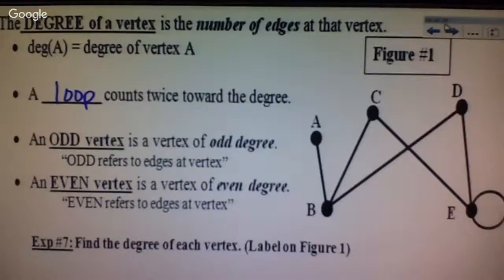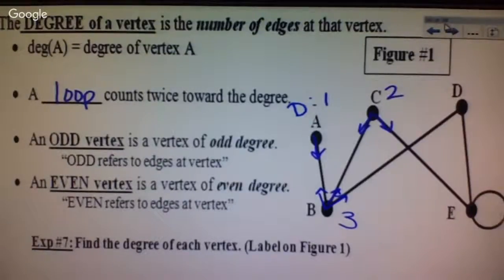Okay. So take a look at A. How many lines are coming out of A? 1. So that means it has a degree of 1. There's one way to come out of A. Take a look at B. How many ways can I leave B? 3. There's 3 different ways. 1, 2, 3. So it has a degree of 3. Go to C. How many different ways can I leave C? 2. 1, 2. Degree of 2.